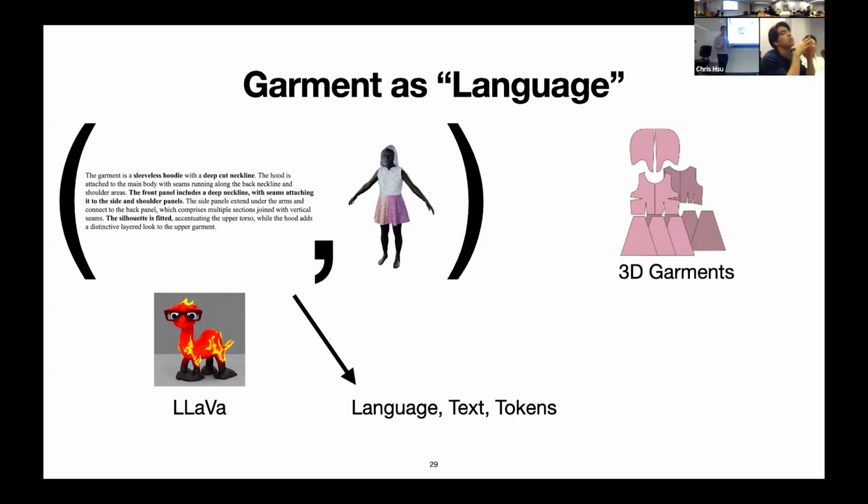So we know that there are a lot of open source models that can take language and image as inputs and output language and code, so that they are able to output a sequence of tokens. So what we're hoping to do is to connect the dots between this sequential representation and a 3D garment representation by building a garment tokenizer.